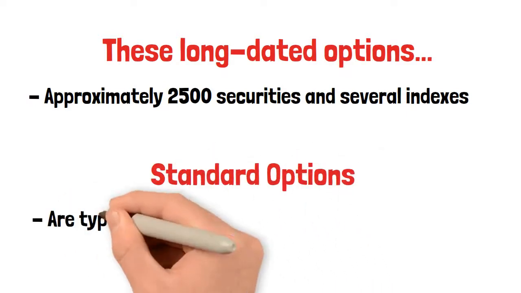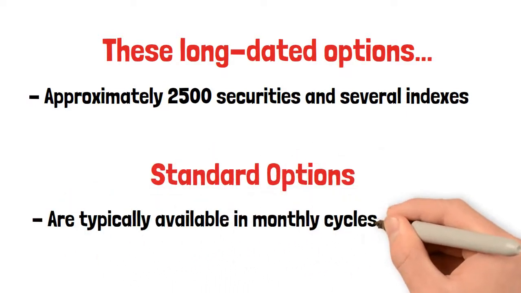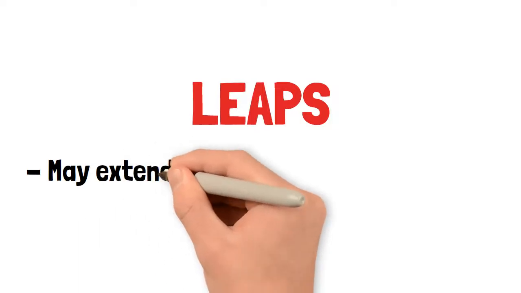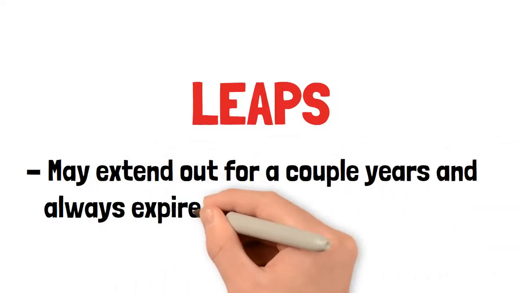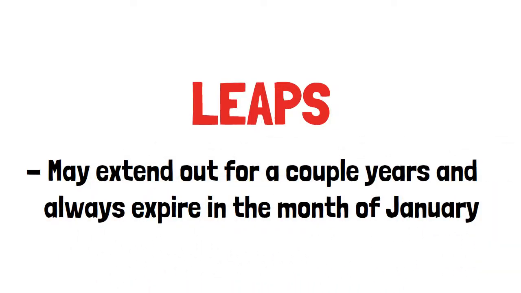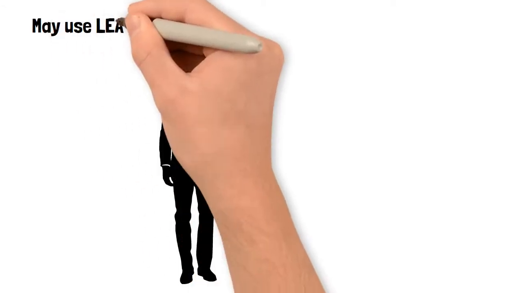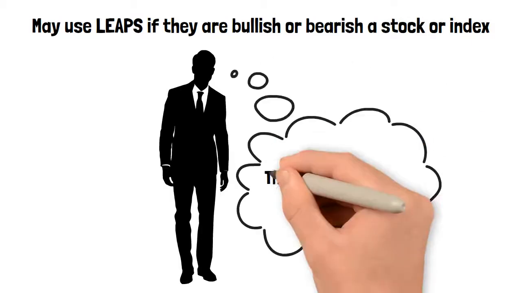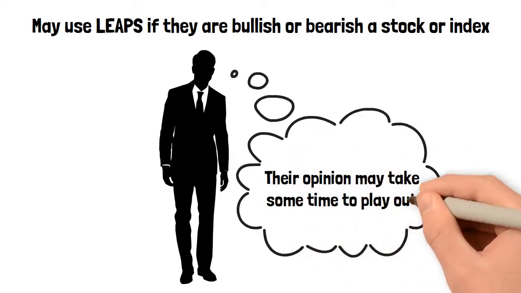Standard options are typically available in monthly cycles, and many are now also available in weekly cycles. LEAPs, on the other hand, may extend out for a couple years and always expire in the month of January. An investor may use LEAPs if they are bullish or bearish on a stock or index, but think that their opinion may take some time to play out.